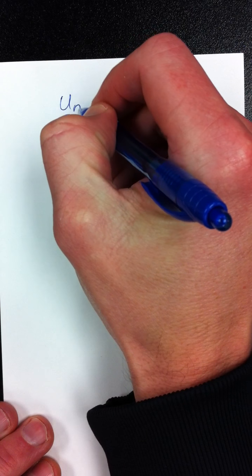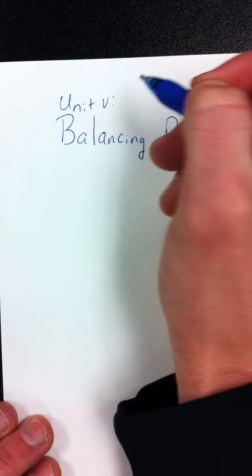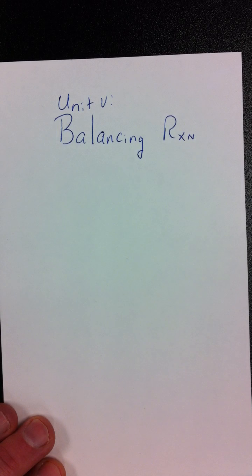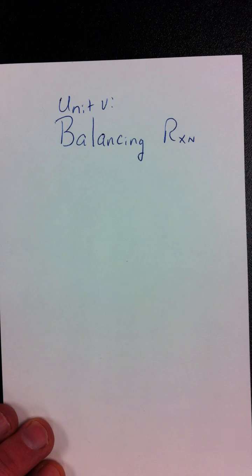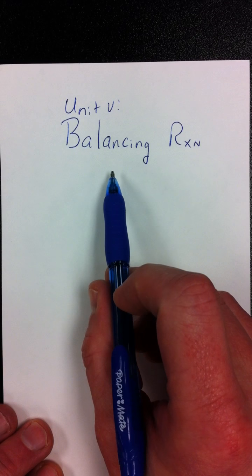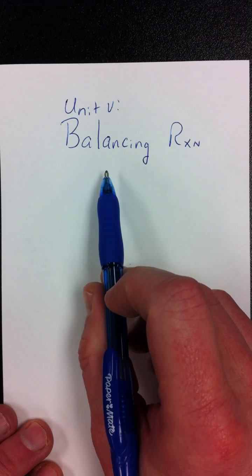This is a video on Unit 5 of my chemistry course at Davis High School. And this particular video is going to cover balancing reactions. This is a concept that's covered in this unit. It's basically a math skill.